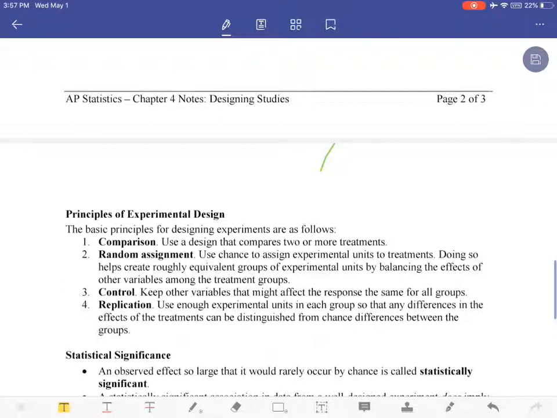Replication, we want to make sure we're doing this experiment as many times as possible, because the more data we have, the better picture we have of what the population, the actual results are going to be. It's like if you're doing a survey, you'd rather have 100 people on your survey rather than 5.